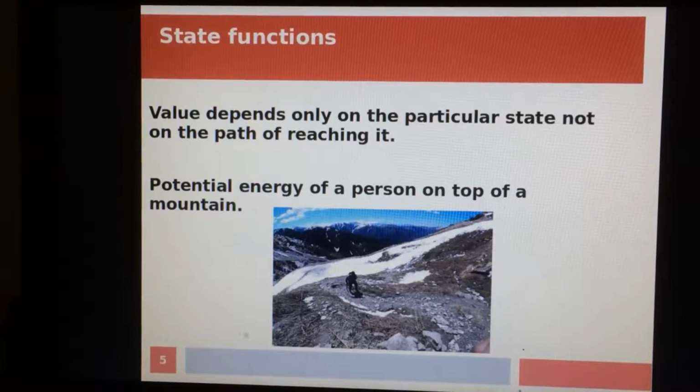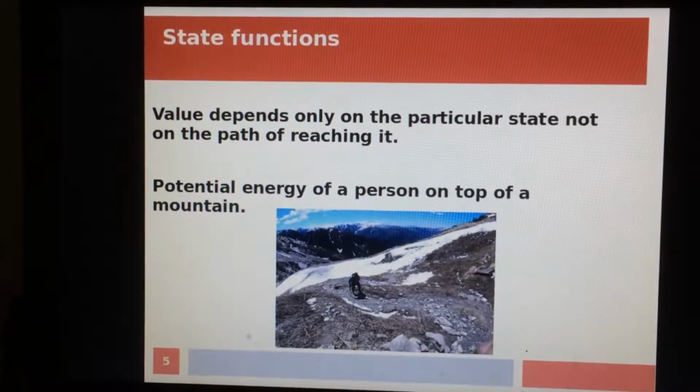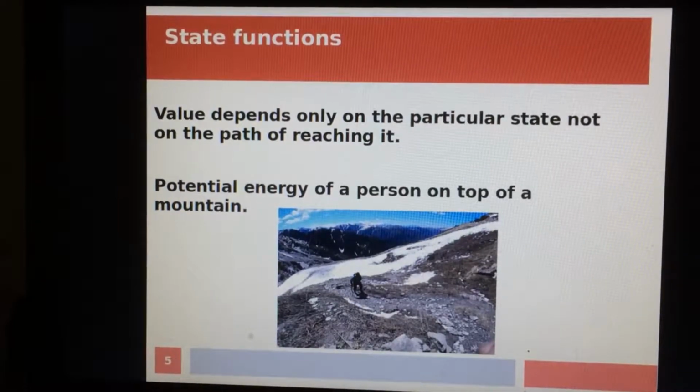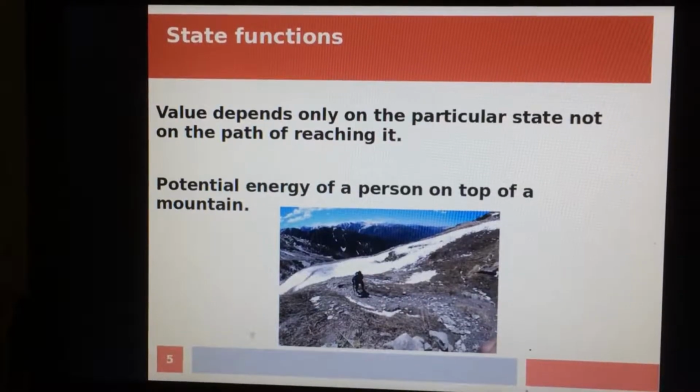Let's discuss some functions. First we will discuss state functions, then we will discuss path functions. First we would like to discuss state functions.